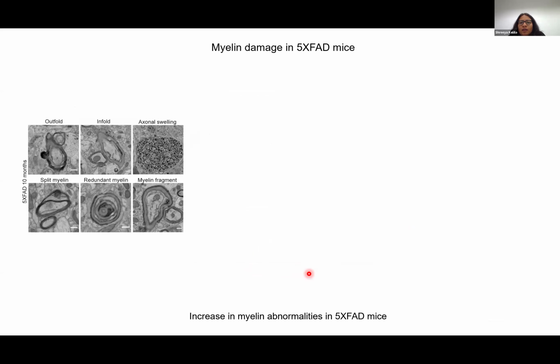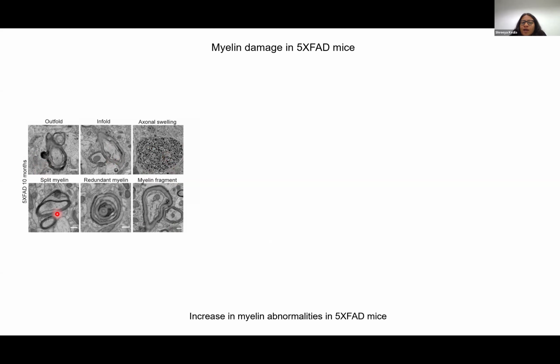I started by looking at myelin damage in these mice, and to do so, we used scanning electron microscopy. I performed this at multiple different time points in wild-type and 5xFAD animals, and we looked at all of these kinds of myelin abnormalities shown here. I quantify myelin outfolds, where a small piece of myelin is bulging out, myelin infolds, where myelin bulges in, axonal swellings, where we have really swollen axons with lots of mitochondria and lysosomes, but it's still myelinated.